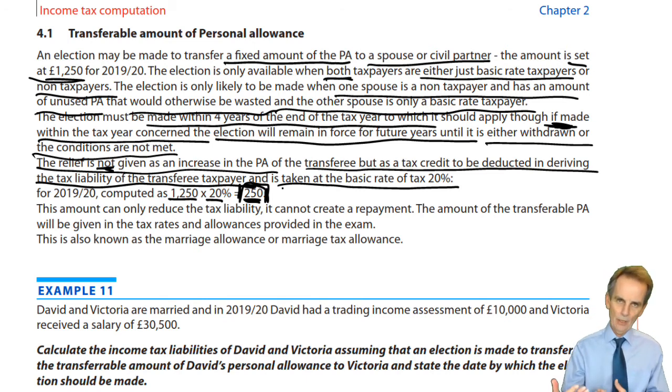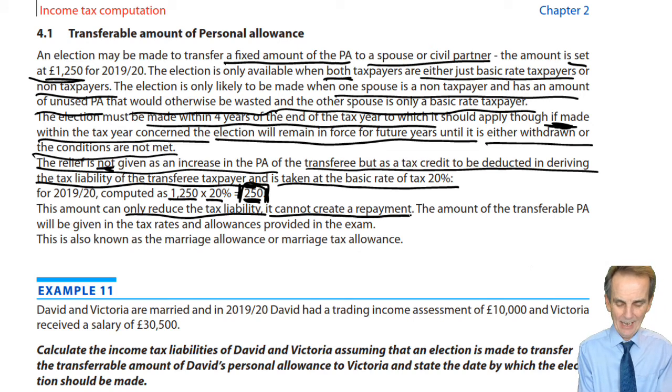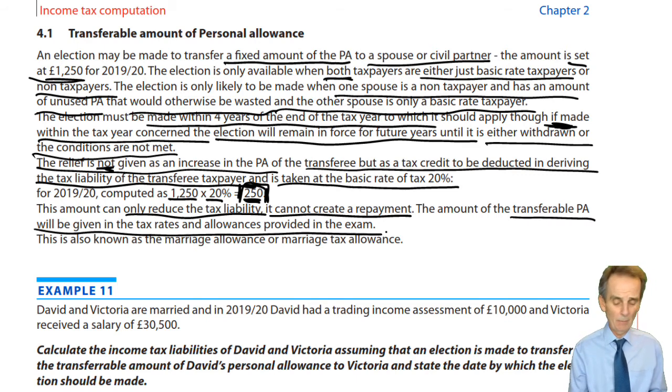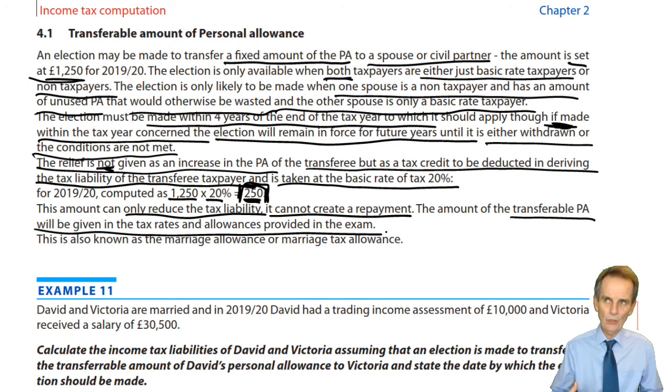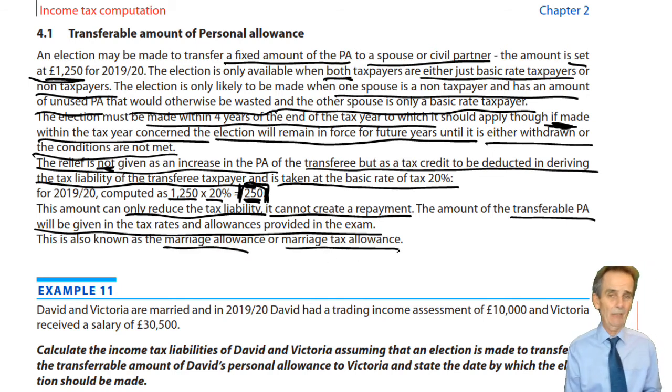Now, a tax credit is a reduction from what would otherwise have been your tax liability. So the amount can only reduce the tax liability. It cannot create a repayment. The amount of the transferable personal allowance will be given in the tax rates and allowances provided in the exam. And depending on what text you may be using, or if you're reading around the subject, you may see it referenced as the marriage allowance or marriage tax allowance. Those are just other terms by which it may be referred to.